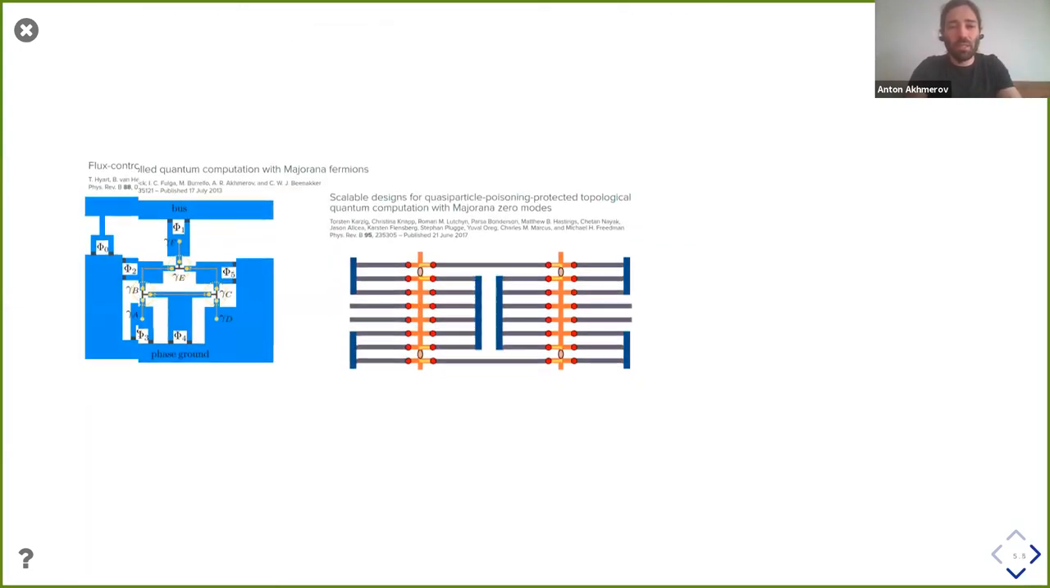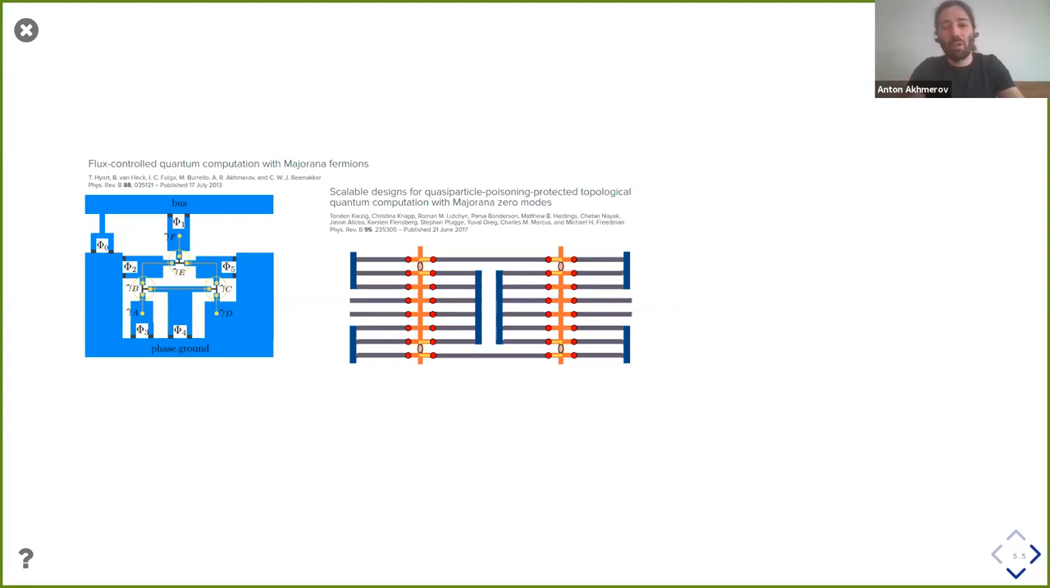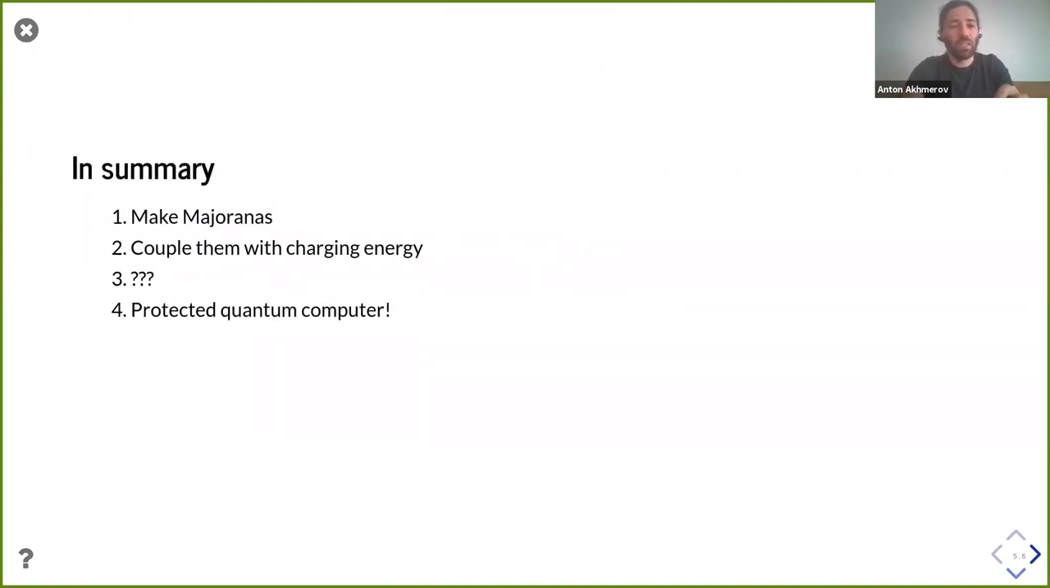I will not have time to go into details, but there are a couple of ideas of how to make these. These mostly rely on some kind of superconducting islands connecting Majoranas. So there are tiny Majoranas here. There are the superconducting devices. It's a little bit too long to explain, but this is the main principle. That answers the first question. In order to make a quantum computer with Majoranas, we need to combine them with charging energy, and this will result in us creating a quantum computer, a protected one.